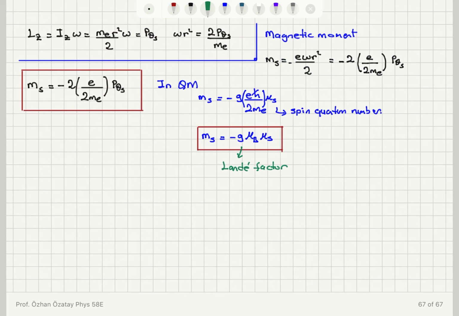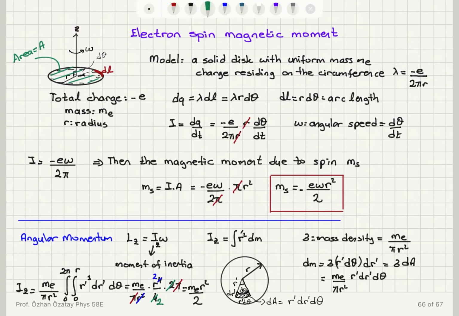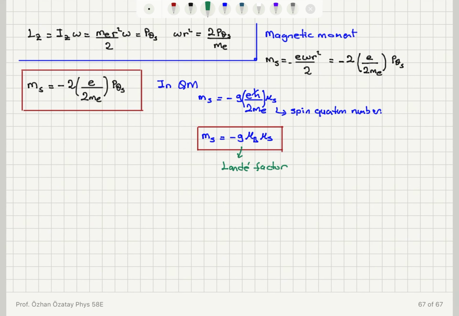So the angular momentum is m r squared over 2 times omega. So omega r squared is twice the angular momentum divided by the mass of the electron. If I substitute this result for omega r squared in the spin magnetic moment, m s, I obtain minus 2e over 2 m e p theta s. p theta s is the angular momentum due to spin.